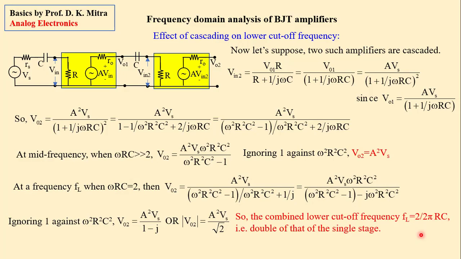In cascading amplifiers, what do we get? The gain is multiplied, but the lower cutoff frequency keeps going up, which makes the low frequency performance of high gain amplifiers poor. I mean, you don't get as good a low frequency performance. If you want very good low frequency performance, it should be a single stage amplifier.